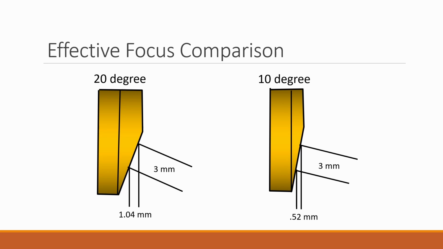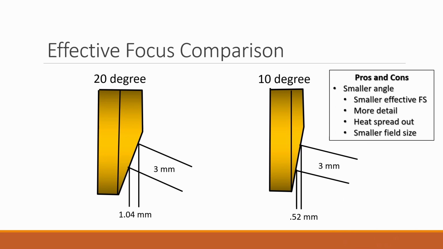Pros and cons of the smaller angle are: a smaller angle projects a smaller effective focal spot onto the image receptor, yielding higher detail on the final image, while maintaining the same anode heat stress as an actual focal spot with a larger angle. One of the drawbacks is that the steeper angle will produce more pronounced anode heel effect on the larger exposure fields.